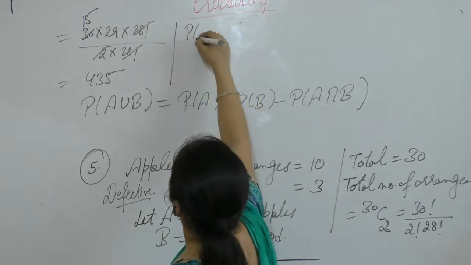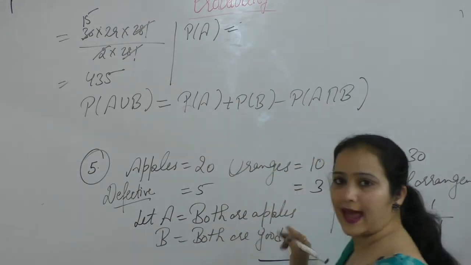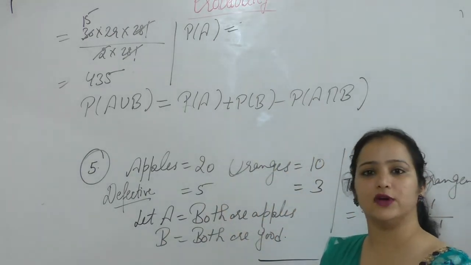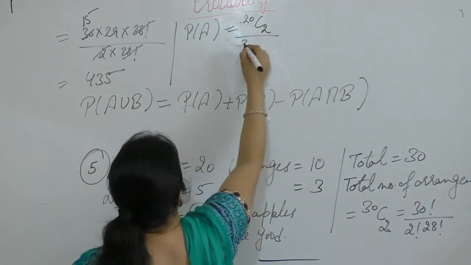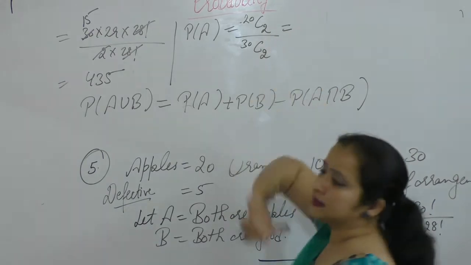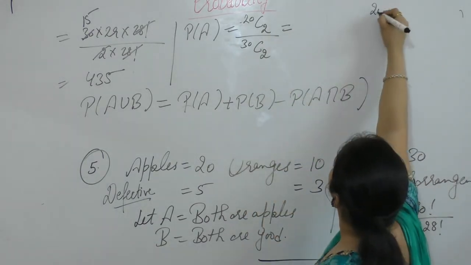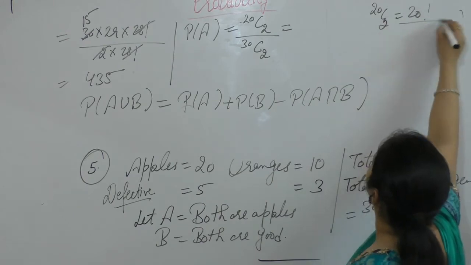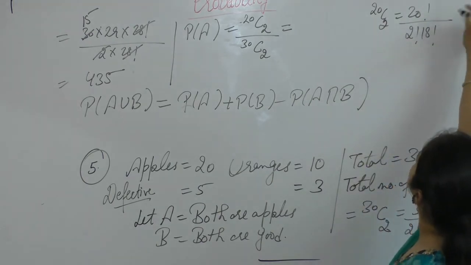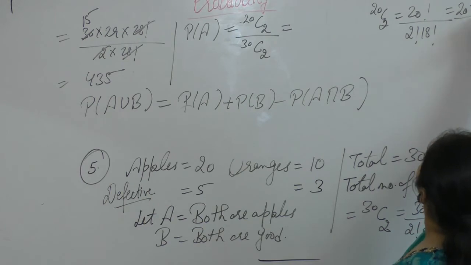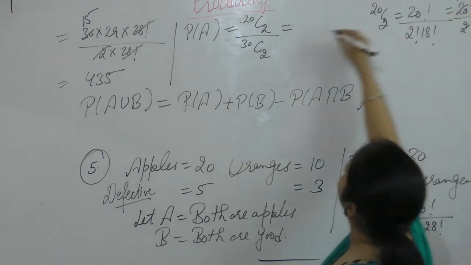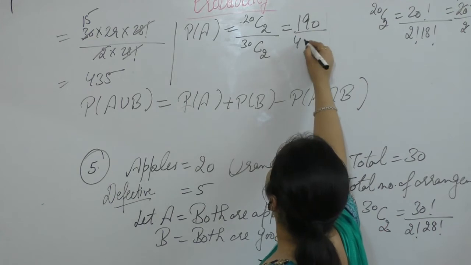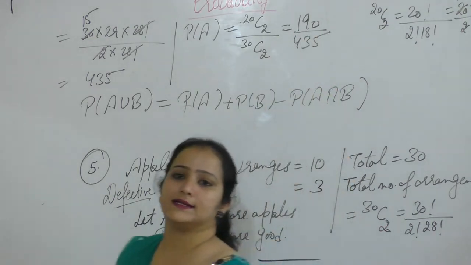Probability of A. What is A? Both are apples. The total number of apples we have is 20 and we have to select 2 apples. So 20C2 upon 30C2. 20C2 is 20 factorial upon 2 factorial into 18 factorial, 20 minus 2 is 18. So 20 into 19, 18 factorial will get cancelled, so 190 upon 435. Is it clear?